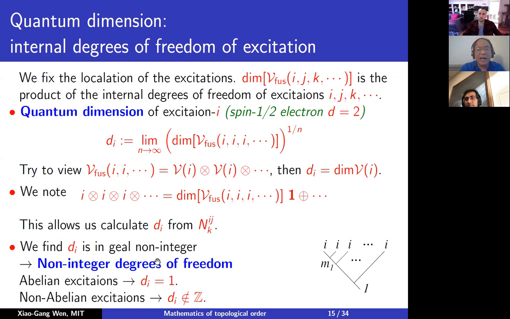It's kind of amazing that even the degrees of freedom can be non-integer, or the vector space can be fractionalized. And this really is the situation for non-abelian excitations. So therefore, for non-abelian excitations, we have this fractionalized vector space.